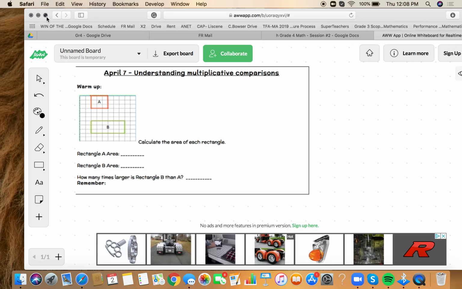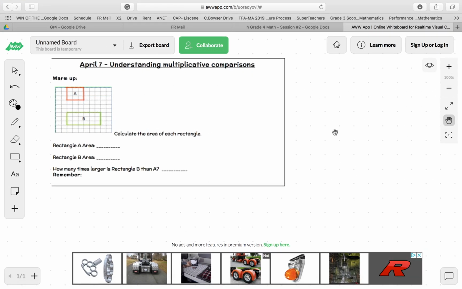April 7th, grade 4, understanding multiplicative comparisons. So it says warm up, and you can see right here we have two shapes, shape A and shape B.